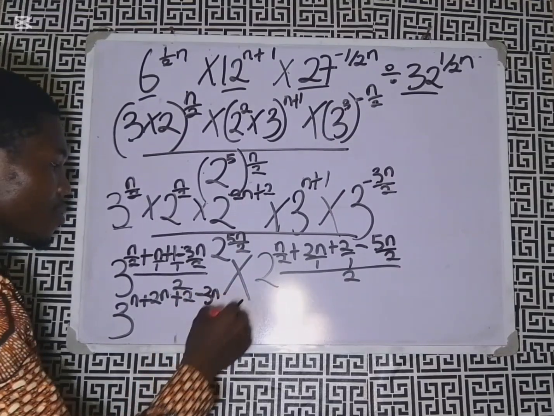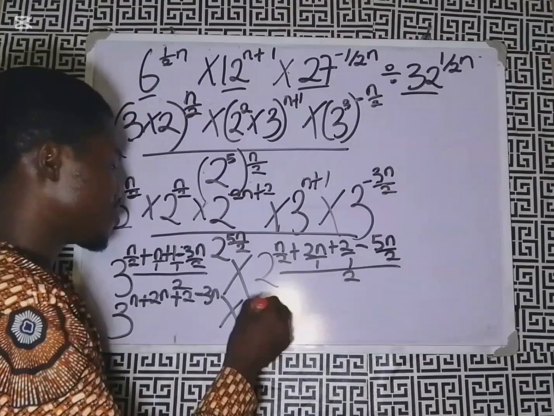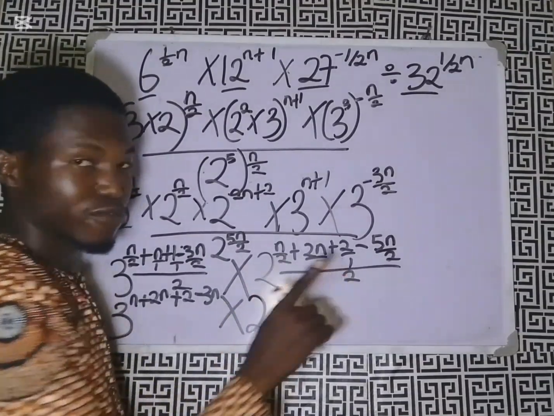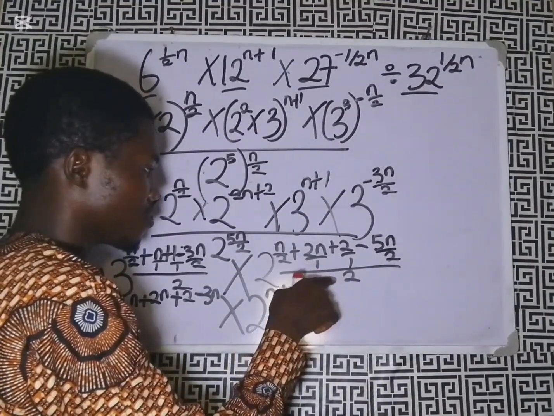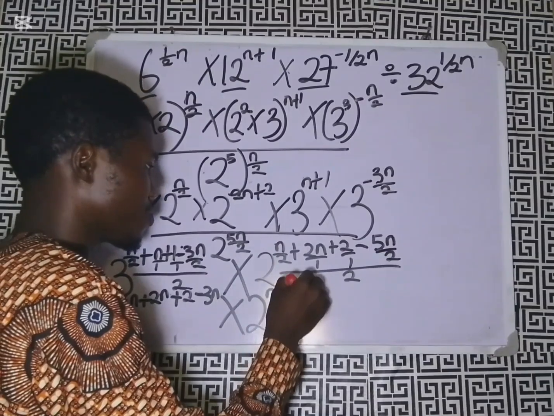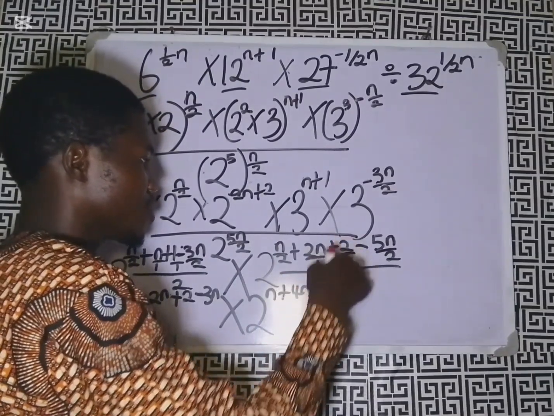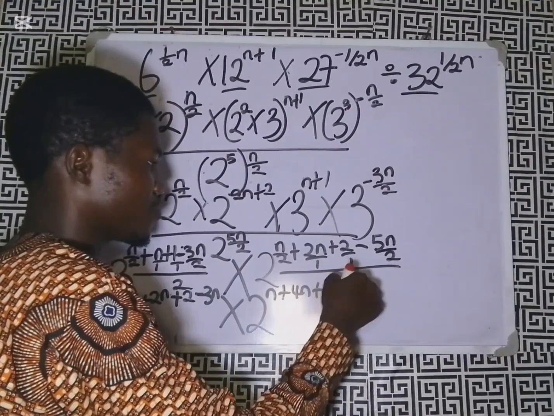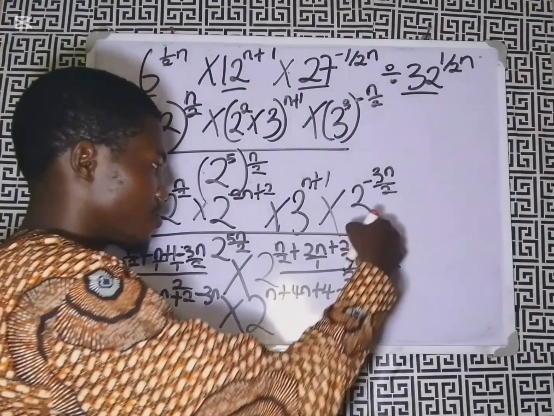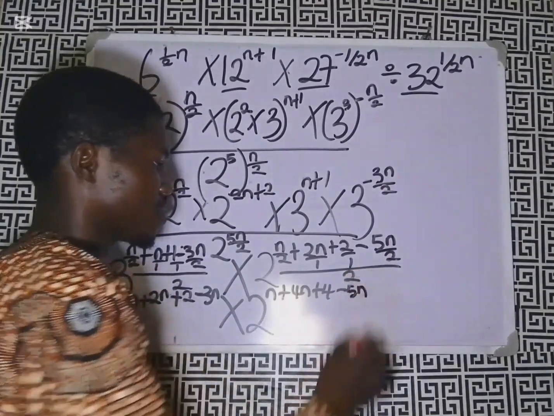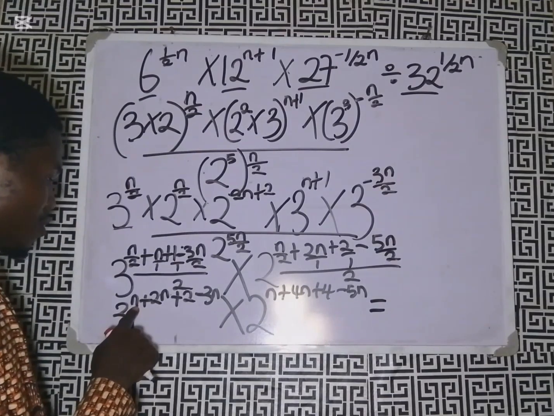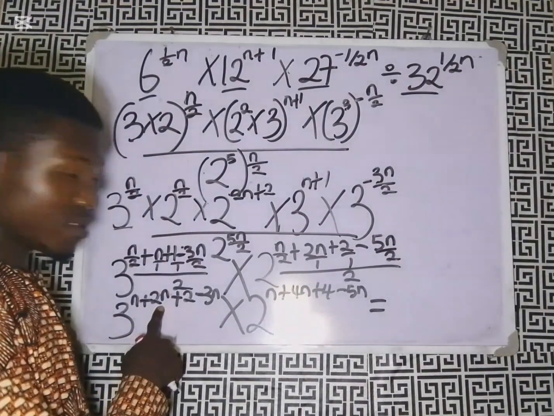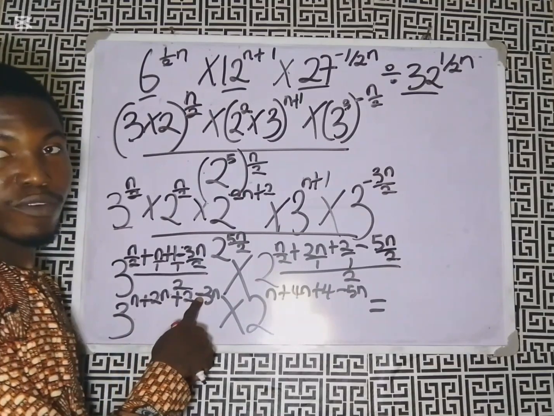Then multiplied by, we do the same thing here. 2 raised to power 2 divided by 2 is 1, 1 times n will give us n, plus 2 times 2n will give us 4n, plus 2 times 2 will give us 4, minus 5n over 2, which is 1 times 5n, giving 5n. That is all. So this will give us n plus 2n, which is 3n, and then minus 3n will give us 0.